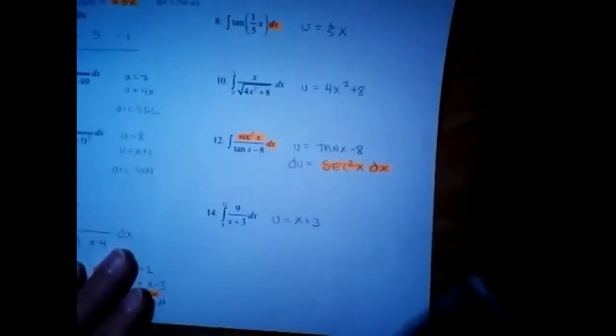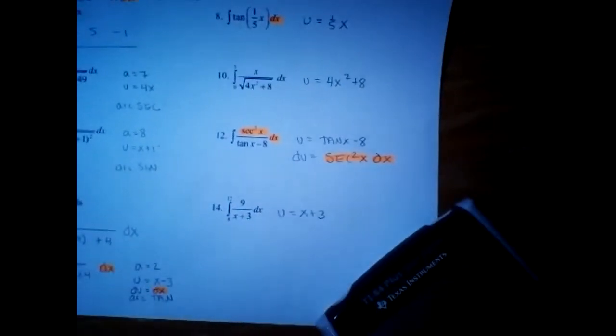And then the other one I'm going to suggest, since no one has typed in anything else, is number 10. Let's look at number 10, because that has a square root in it, and that always kind of throws people off.